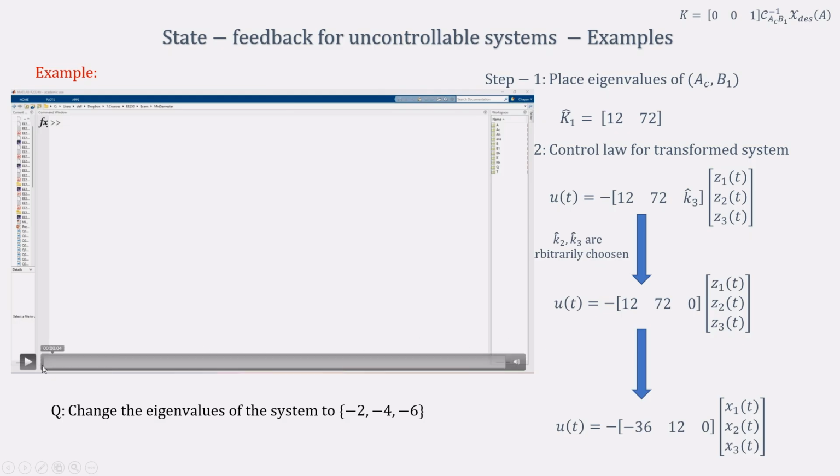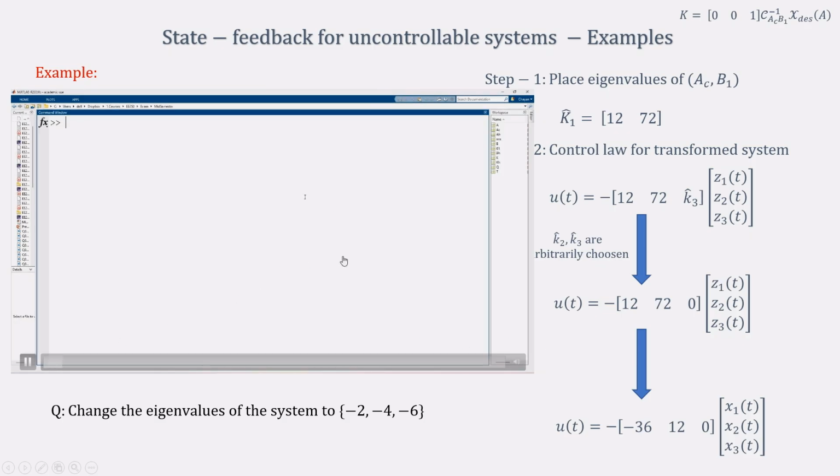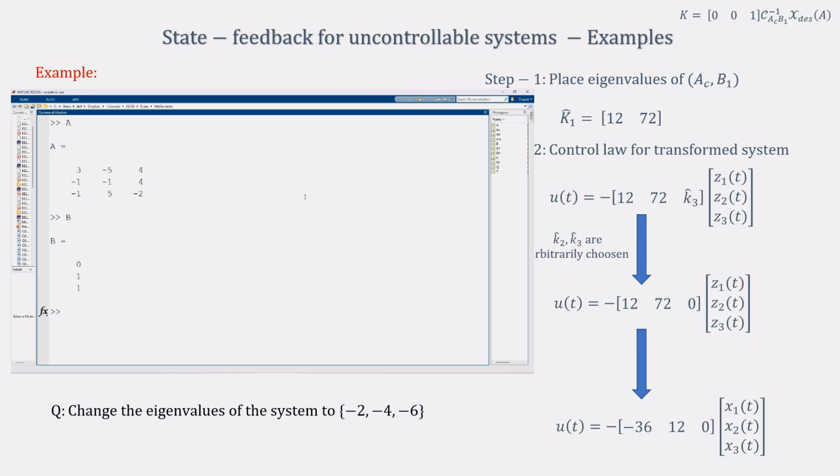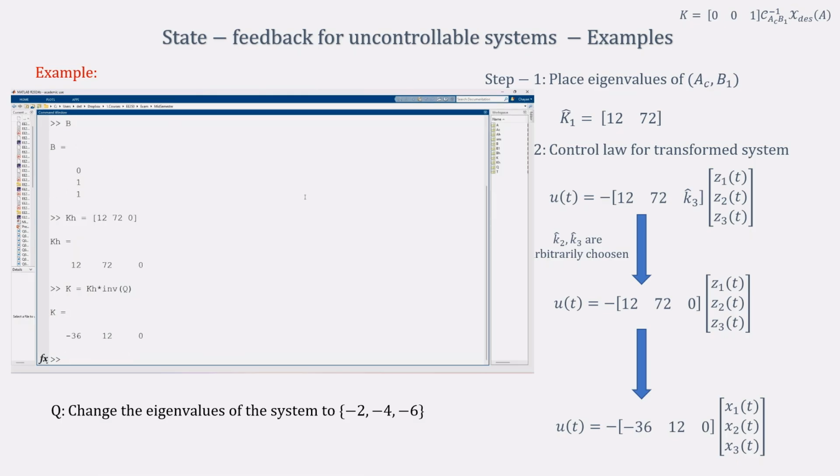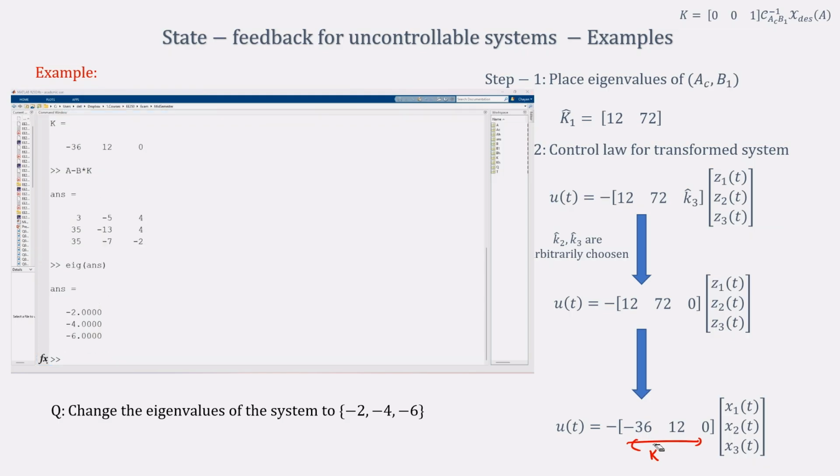Once you do that, this is the expression that you get. If I go ahead and do this simulation, you will see that this was my A, this was my B, and the k hat was 12 72 0. k comes out to be k hat into inverse of q, q is already defined. So, this is the k expression, and then A minus B k comes out to be this, and the eigenvalues are at -2, -4 and -6.